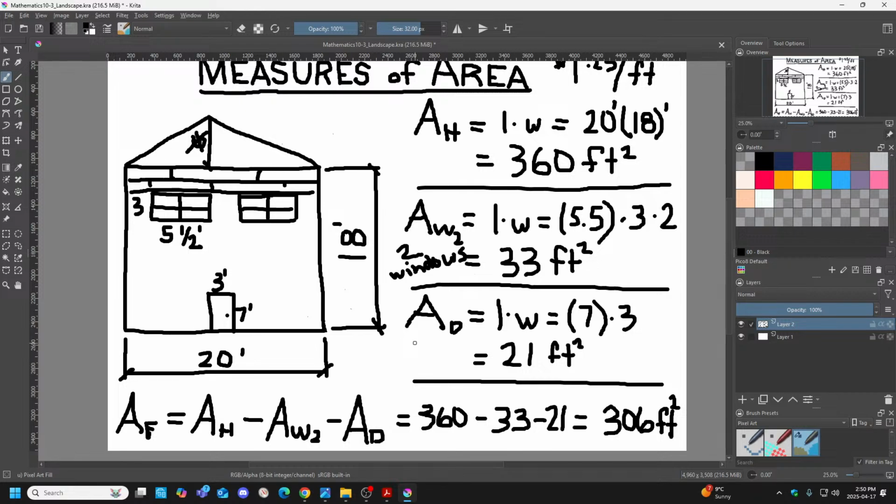5.5 times 3 equals 16.5, times 2 equals 33. The door is 7 times 3, which is 21. I don't even need to do that on the calculator. So the total area, subtract 2 windows, subtract the door. 360, subtract 33, subtract 21. I get 306 square feet.